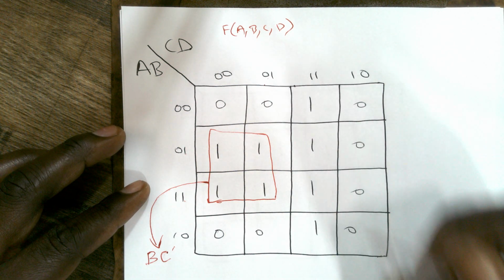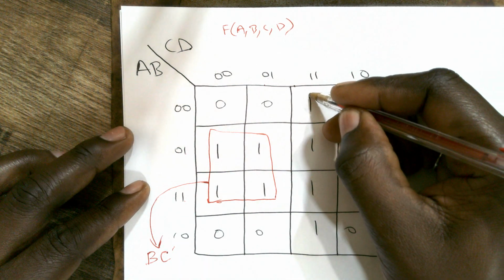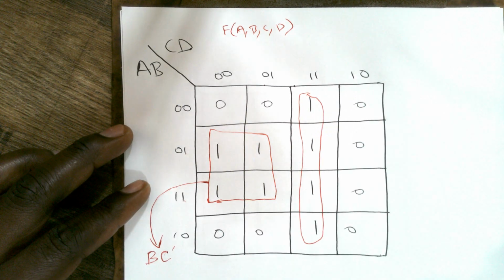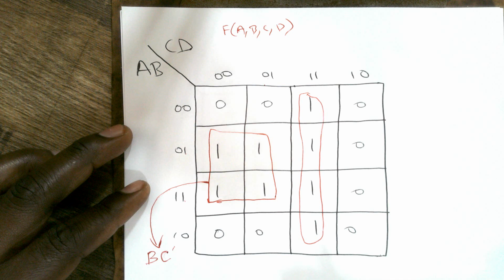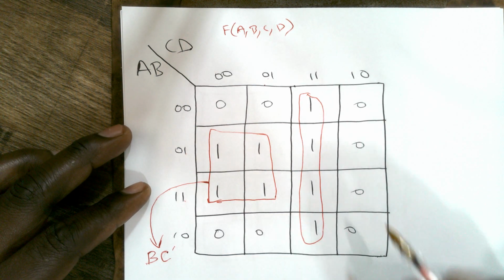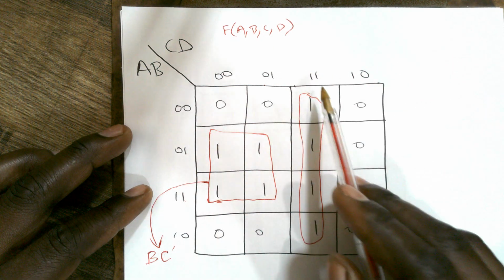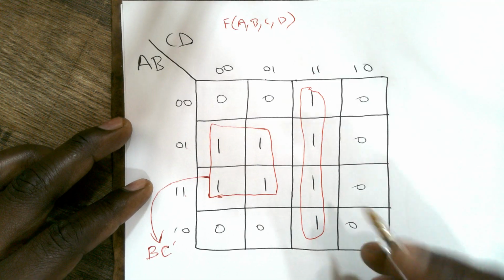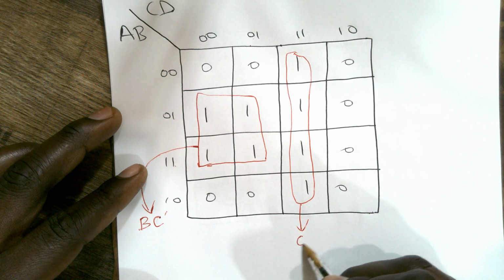We go ahead and do another circling. We see there are 4 ones here. We circle them. It's easy to find the expression for this circle or square, and I'm going to use square and circle interchangeably. For the expression, we see that what is common is only C equals 1 and D equals 1. So this expression here is going to be CD.